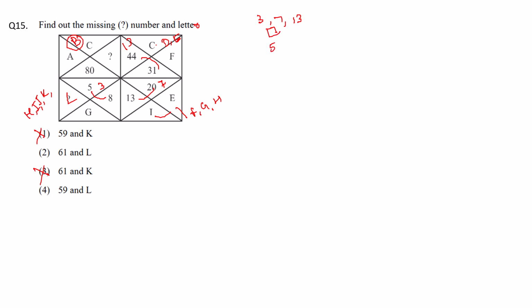After 7, the next prime number will be 11, that is missing. So after 13 also you have to skip one prime number, which is 17. So next will be 19, isn't it? So whatever number is here, if you add 19 to it, you should get 80. If you see the option 61, if you add 19, you will get 80. So second is the correct option.